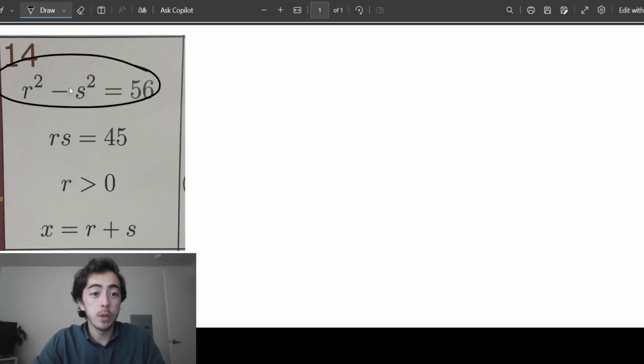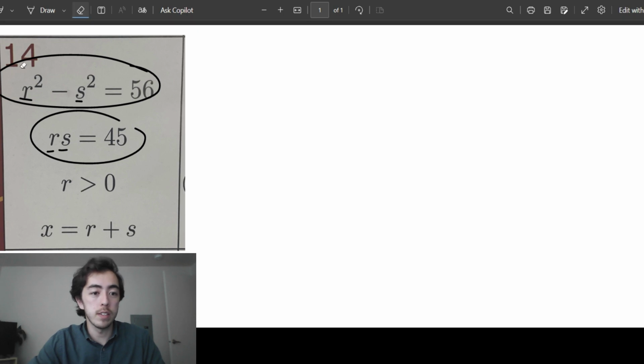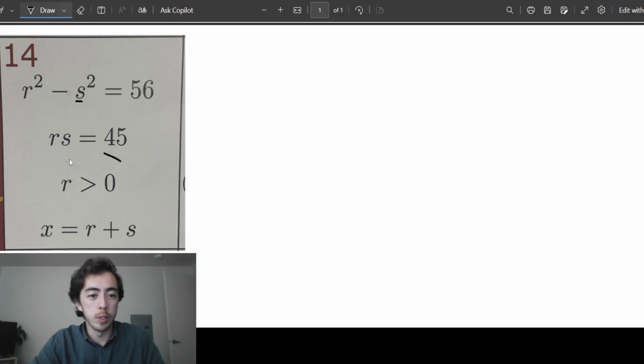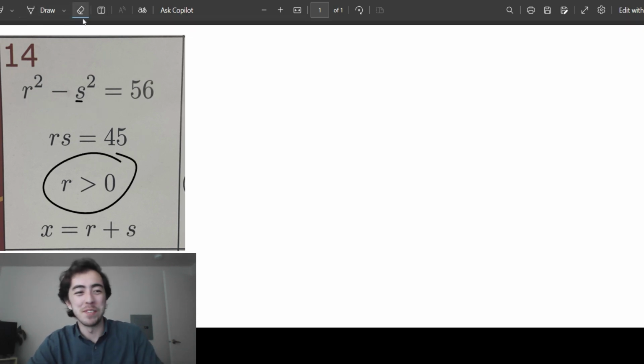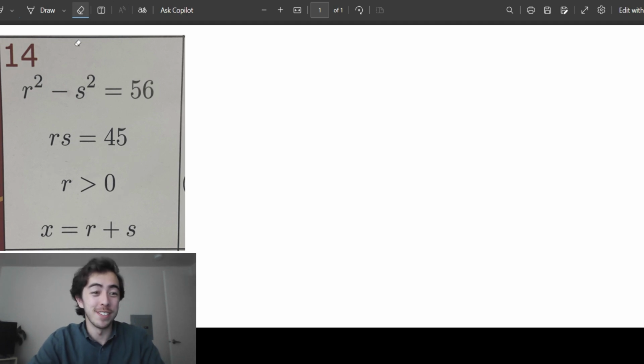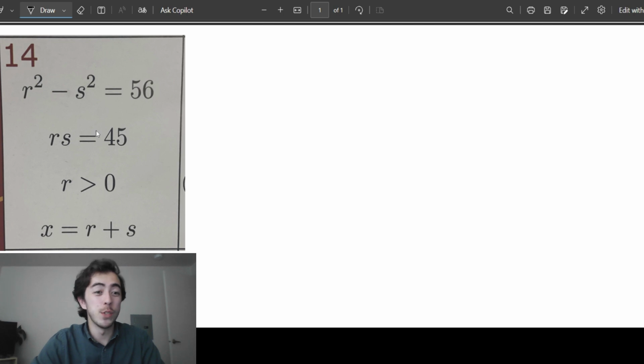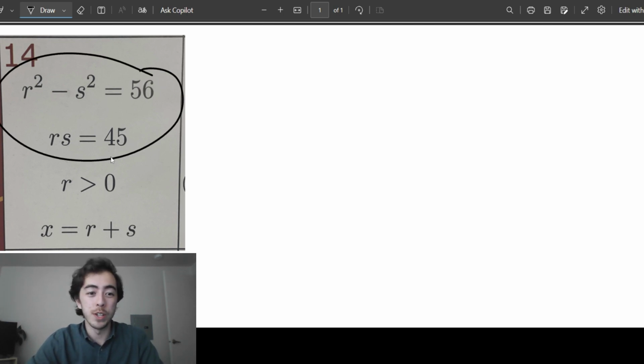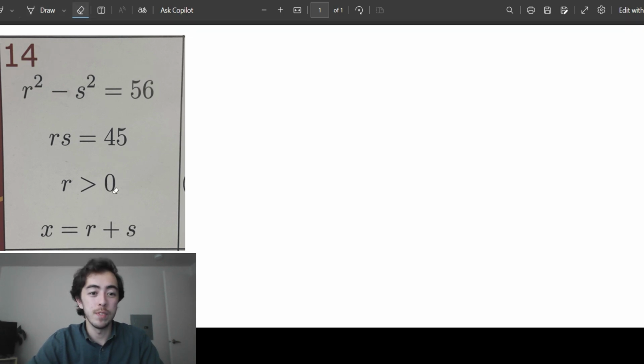Looks like we're given two equations and two unknowns, r and s. Looks like r is supposed to be positive. This makes me think, is there another solution when r is negative? I guess we'll just have to see. And once we know some information about r and s from these two equations, we're going to add them together and hopefully get 14 today.